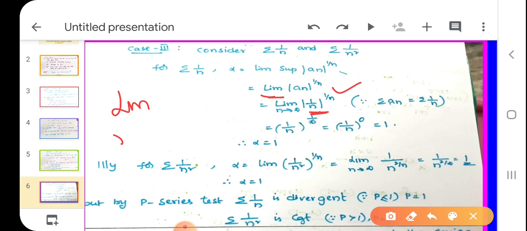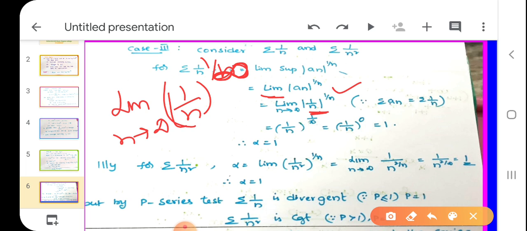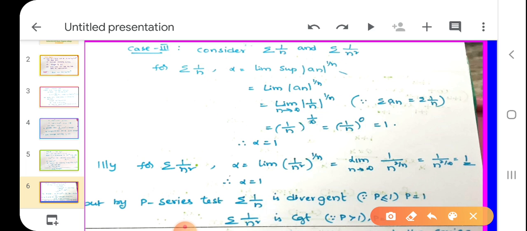What is the limit as n tends to infinity of 1 by n whole power 1 by n? First I put infinity in the power. What we get here? 1 by infinity means 0. Anything power 0 has the value 1. So we get here 1. See, first I put infinity in the power form. 1 by infinity means 0. Anything power 0 is 1. So the value of alpha equals 1.